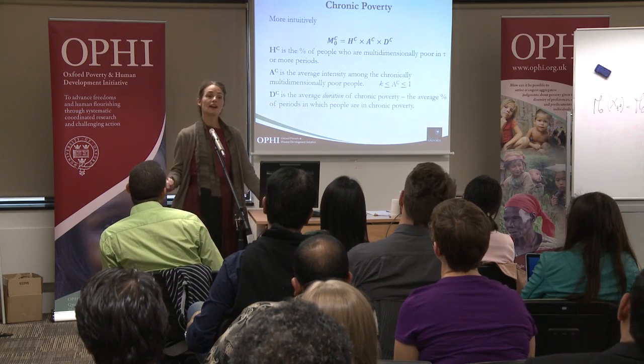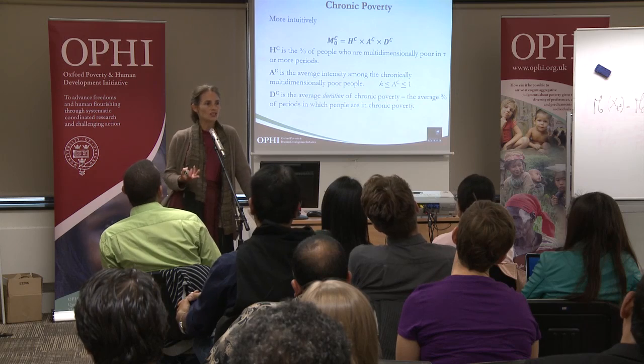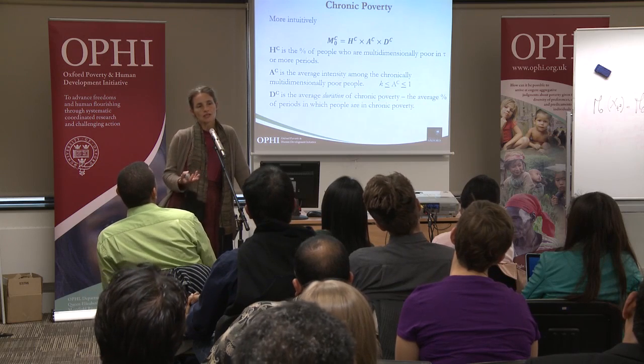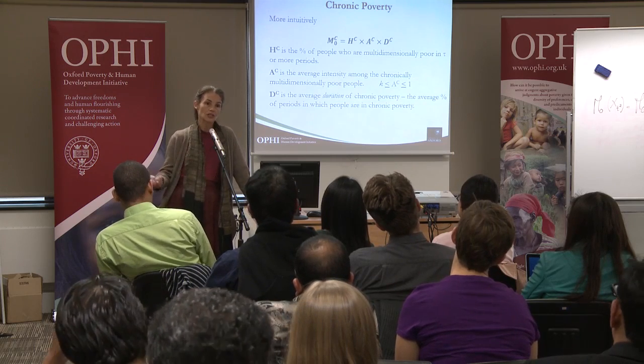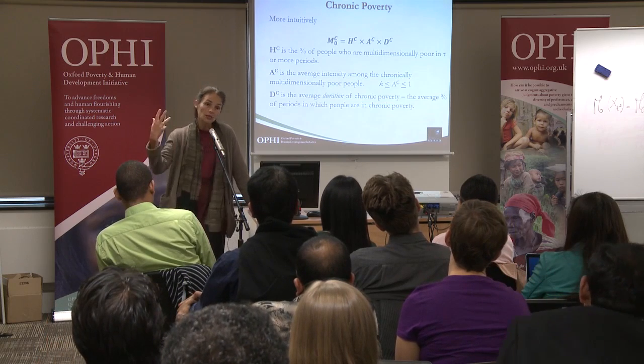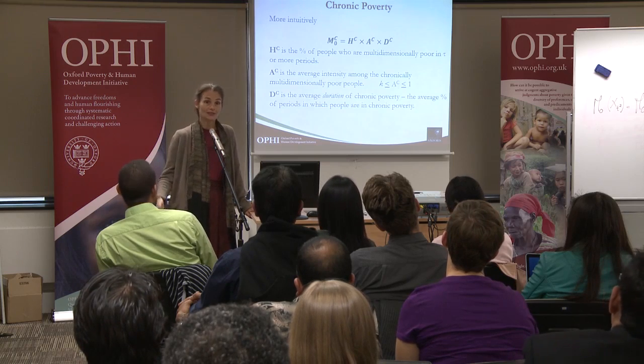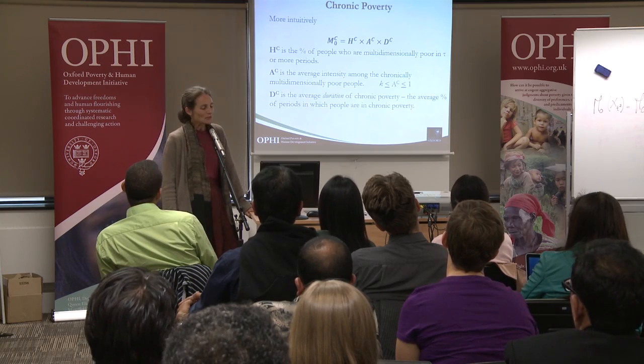Happily, there's a very simple way to explain it. So you remember that M0 was H times A, where H was the percentage of poor people and A was the average share of deprivations among the poor. M0 of chronic poverty is HAD, had. It's a past tense, you know, chronic, past. You were poor in the past.